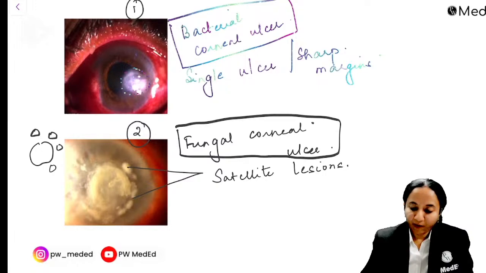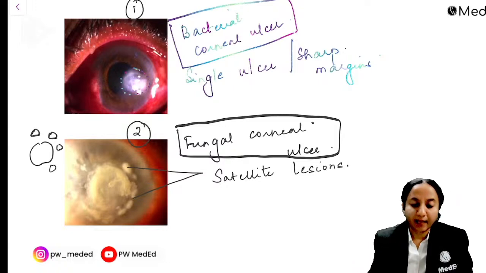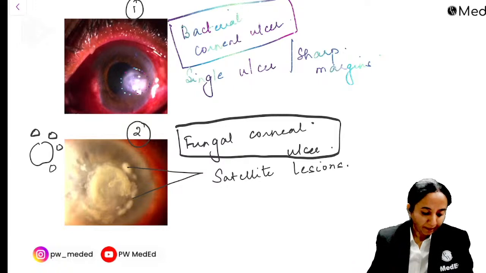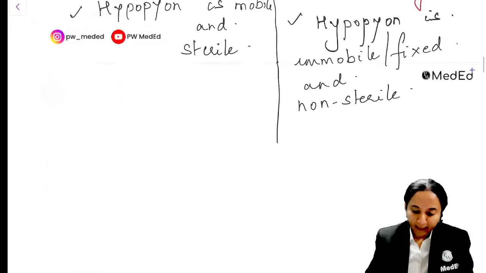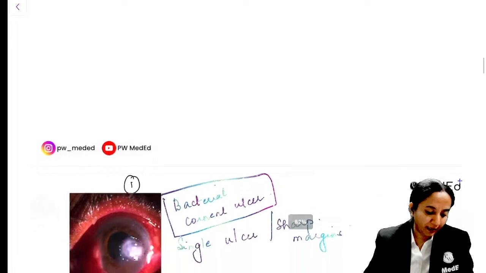Everybody has understood this, na? Chalo, I'll just show you a couple more images. Yes, non-sterile for fungal, correct. Non-sterile means that fungal hyphae are present in the pus because the fungi grow into the anterior chamber.